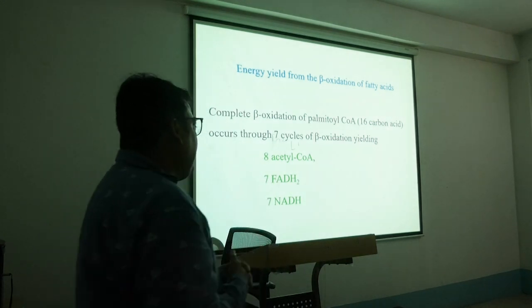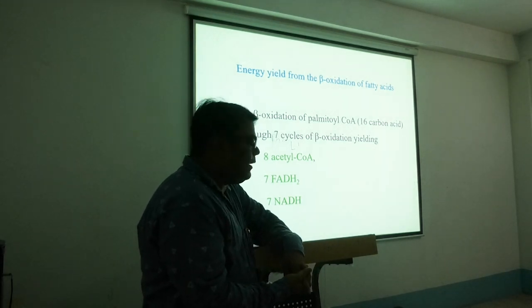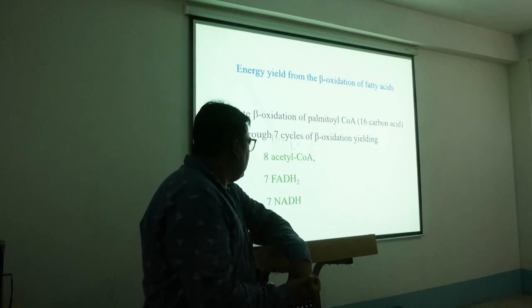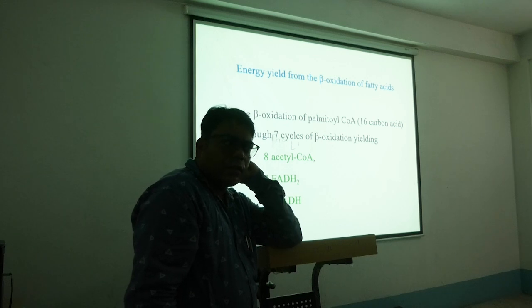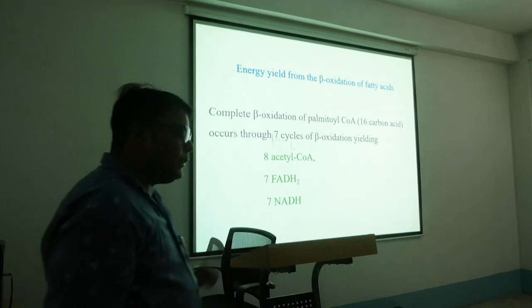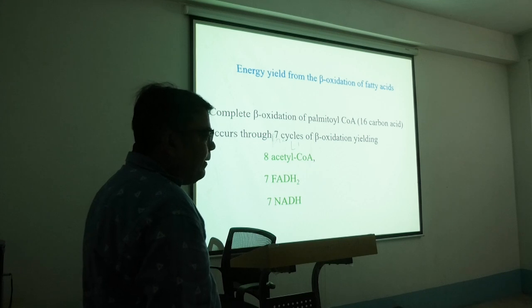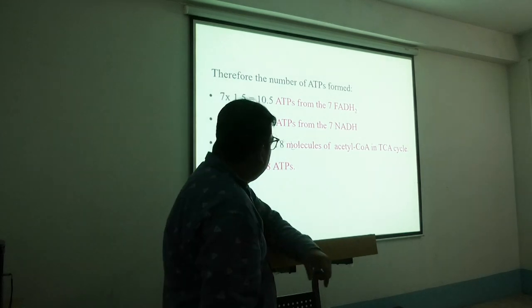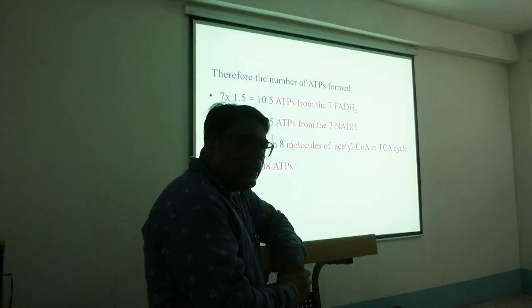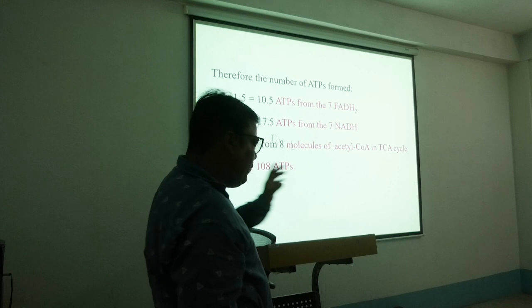How much does it yield? It yields 8 acetyl CoA, 7 FADH2 and 7 NADH. So how much ATP is produced? Calculate it. How much ATP does 1 molecule of acetyl CoA produce? Total 108 ATPs are produced. 108 ATPs are produced. So all of you write this.